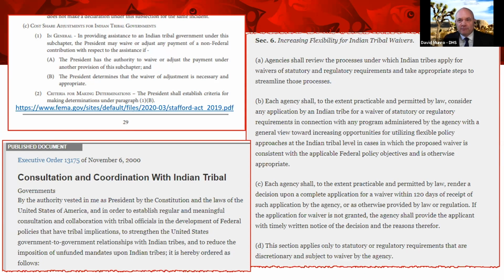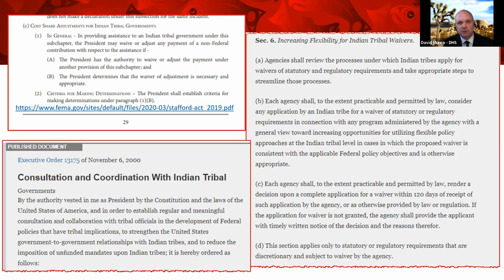But I want to share kind of what drives this. So I took a quick copy of the section in the Stafford Act that outlines cost share adjustments for Indian tribes. That's in the upper left of this visual, along with a link, and you can just search for the Stafford Act as amended, and that'll come up.